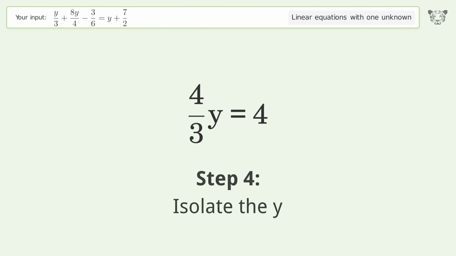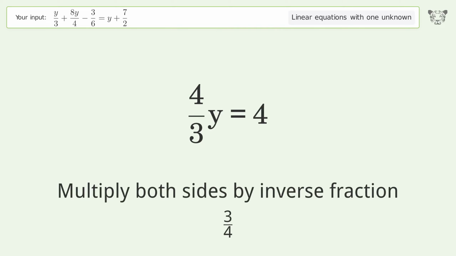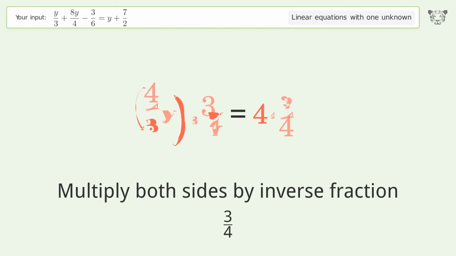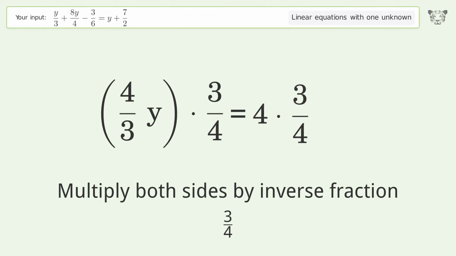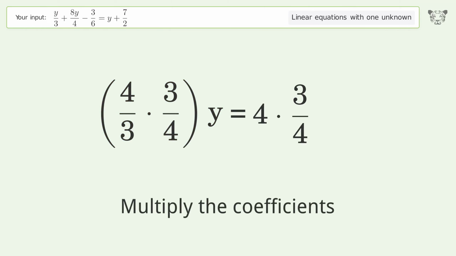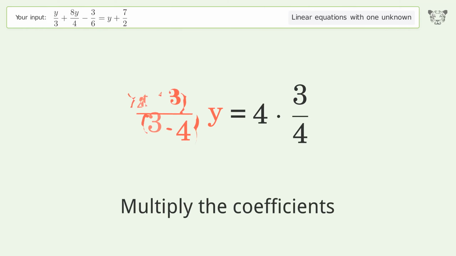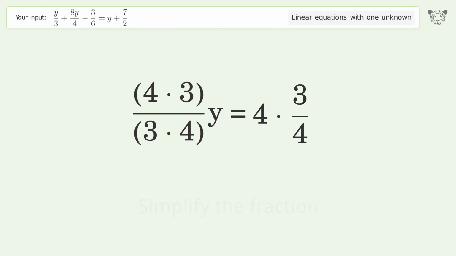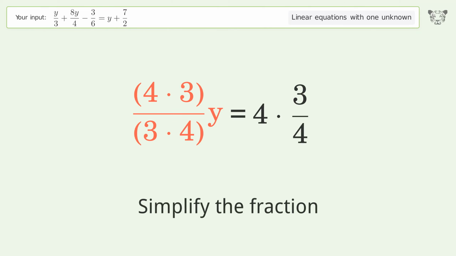Isolate the y. Multiply both sides by inverse fraction 3/4. Group like terms. Multiply the coefficients. Simplify the fraction.